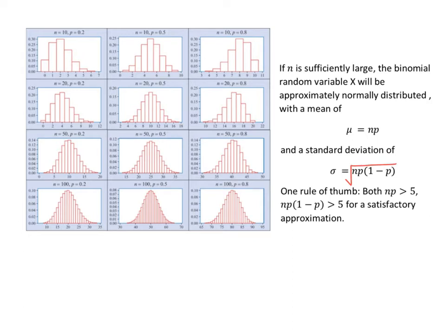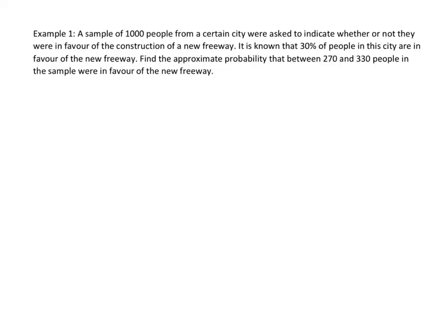So what comes in handy is that if both np and nq are greater than 5, then you know you can use the normal distribution satisfactorily. So here we have a case where you can use the normal approximation. Here's my hint, that's the approximate word there.